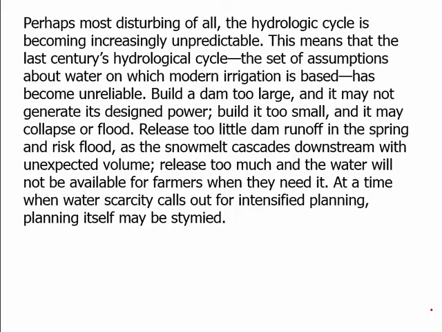Similarly, release too little dam runoff in the spring, and there might be a flood as the snowmelt cascades downstream with unexpected volume. Release too much because you're trying to not have a flood, and the water will not be available for farmers when they need it later in the year. And so, in other words, it's a lose-lose. If you guess wrong either way, it's going to be a problem. And because it's becoming unreliable, we're not even going to know which way to guess. We won't know if we're guessing one way or the other way, whether that's a good thing or not.